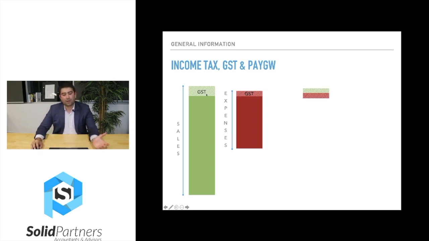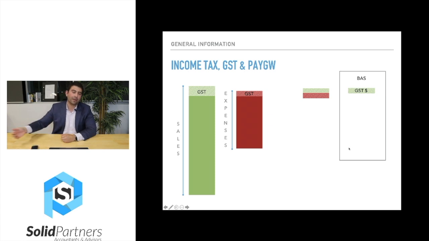GST on sales, less the GST on your expenses, is your net liability, and that amount is reported in your business activity statement, also known as a BAS. Now, depending on your size, you either report quarterly or monthly, and that net liability, so the GST on your sales minus the GST on your expenses, is reported in your BAS, and then you pay that.